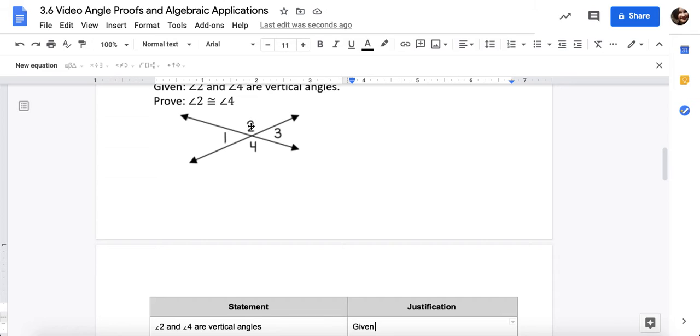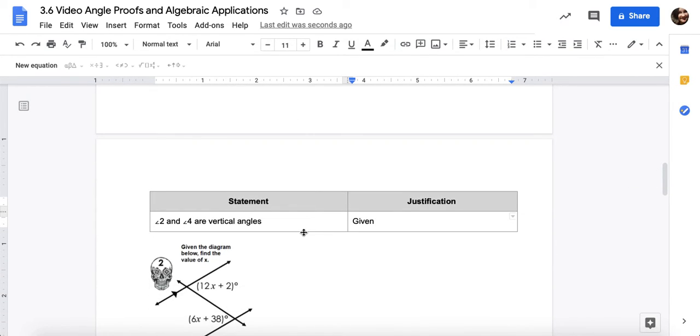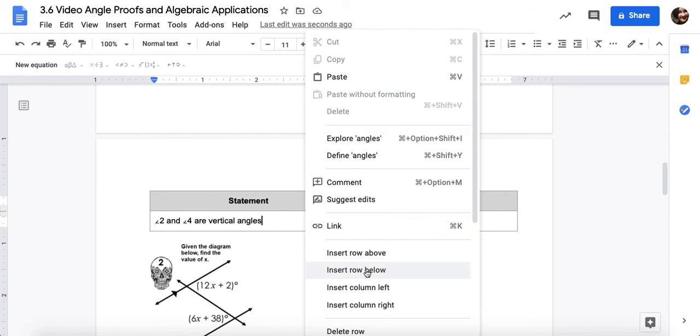Now, in order to prove that they're congruent, we're actually going to need to either choose angle 1 or angle 3 to help us do that. And that's because here we have a linear pair with angle 1 and 2, and here we have another linear pair with 1 and 4. So then if we use our algebraic properties, we'll end up finding that angle 2 and angle 4 are the same. Okay, that's the way we're going to go.